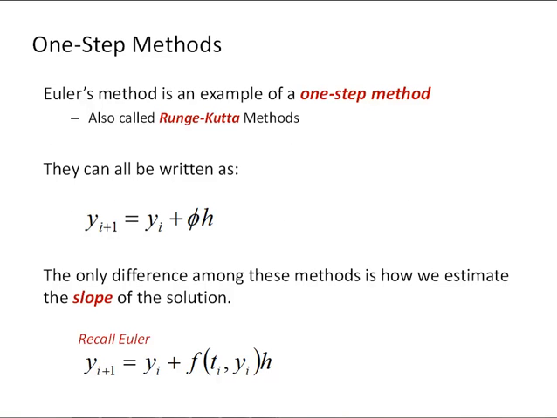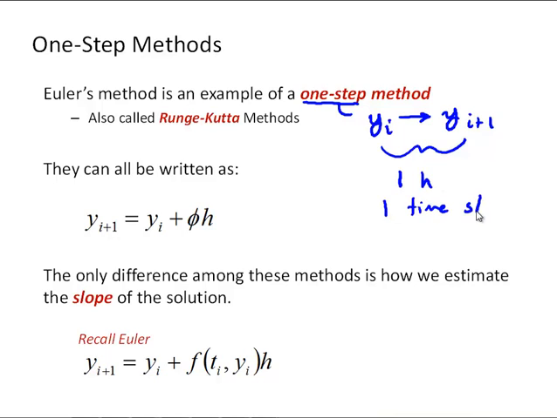Before we talk about the midpoint method, I want to talk a little bit about the general idea of one-step methods. Euler's method is an example of a one-step method. It's called a one-step method because we're stepping from some yi to yi plus 1, so we're going across one h, or one time step. These methods are also called Runge-Kutta methods. And Runge-Kutta describes a generalized approach to developing the one-step methods, and we'll look at that in a future video.